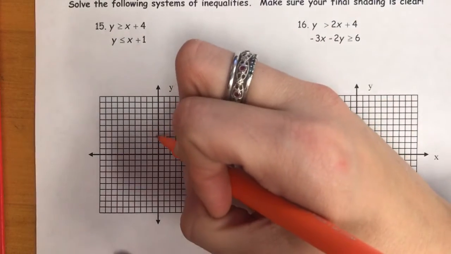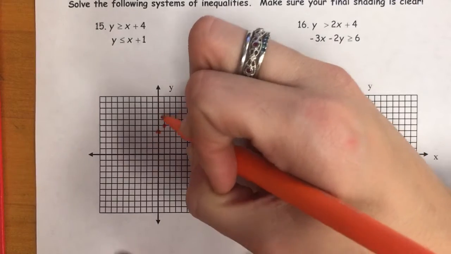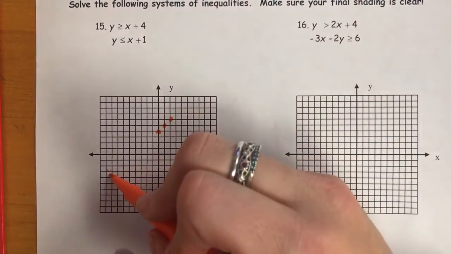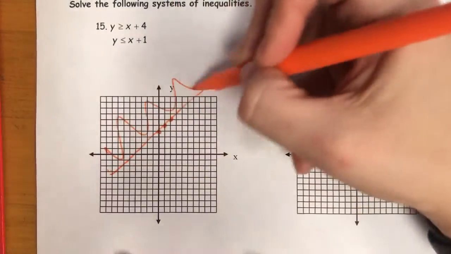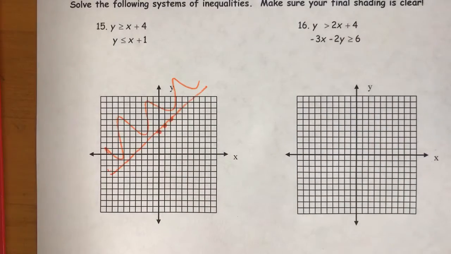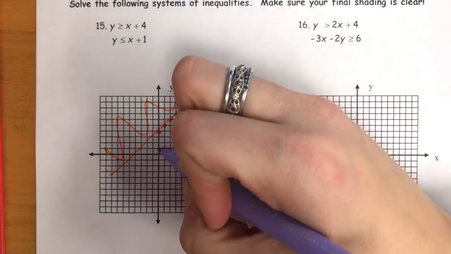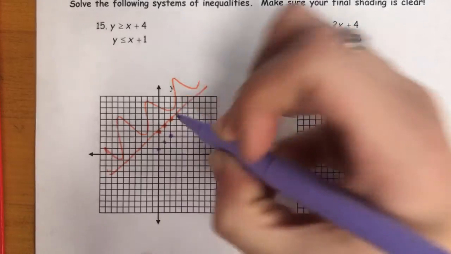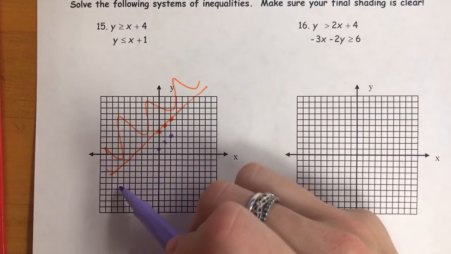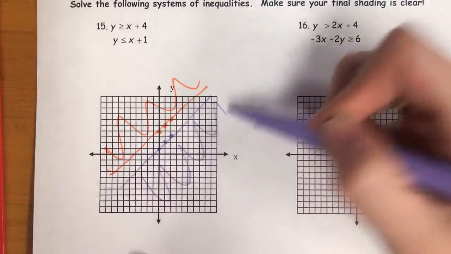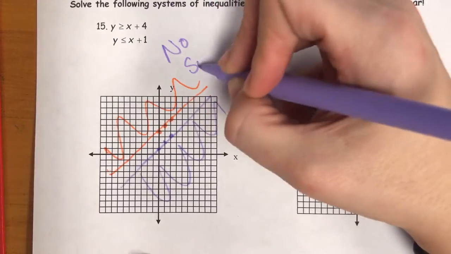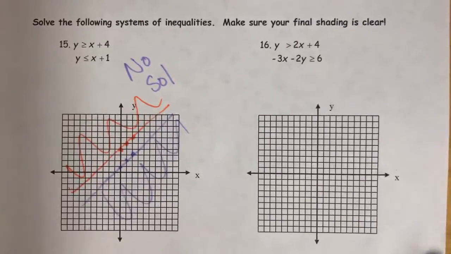Number 15, we're going to start at 4 and then up 1, right 1. This is a solid line. We are going to shade above. Second equation, we're going to start at 1 and then up 1, right 1. That is going to be a solid line, and we are going to shade below. These do not overlap anywhere, so this one is a no solution.